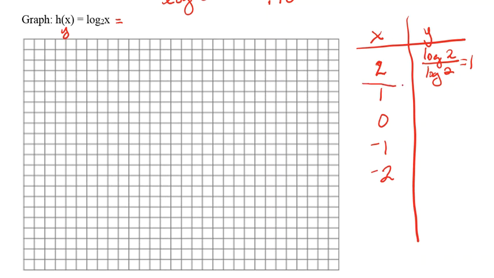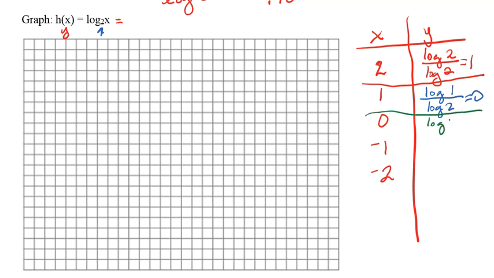Now the next one is going to be log of 1 divided by log of 2. And the bottom 2 is because it's base 2. So log of 1 is 0. Log of 2 is 0.3. 0 divided by anything is 0. So it doesn't even matter what log of 2 is, it's going to give me 0. So now we're just going to go to the next one.